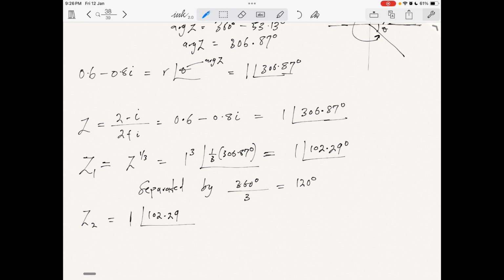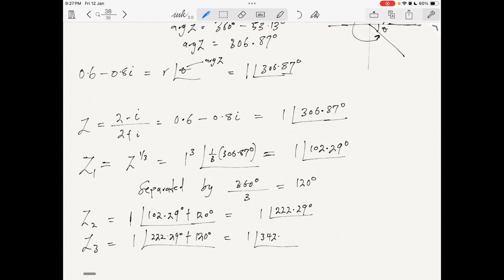That will give us 102.29 degrees plus 120 degrees, and that will give us 1 argument 222.29 degrees. And finally the third root is separated from the second root by an angle of 120 degrees, and that will give us 222.29 degrees plus 120 degrees, and that eventually will give us 1 argument 342.29 degrees.